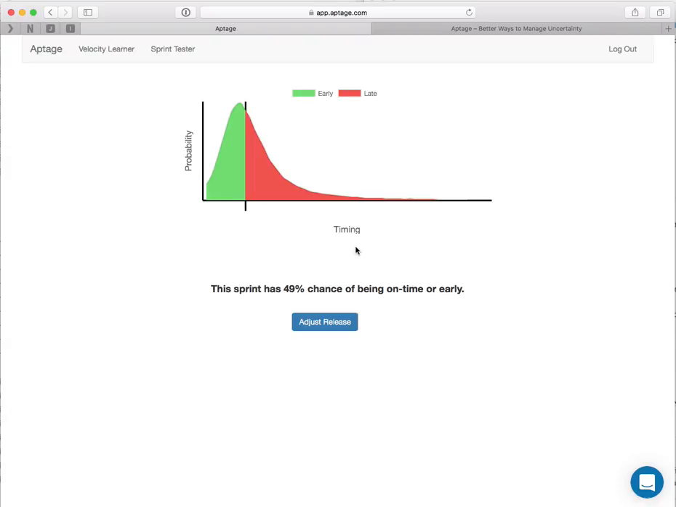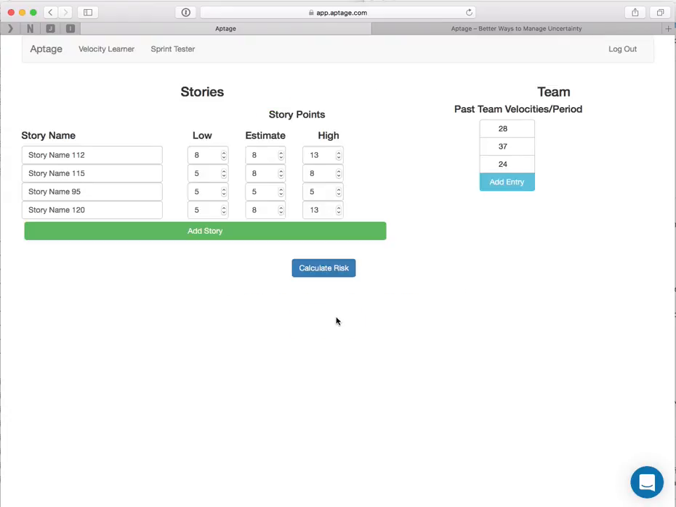Some teams may say, okay, good enough, we'll go for it, because we think we're going to do better in the next sprint. Other teams may say, that's just too risky. We've been missing sprints until now. My risk appetite isn't that high. So they go back into the Sprint Tester and look at the stories. Let's drop a story. The obvious one in this case is story 120, since it is the most uncertain.